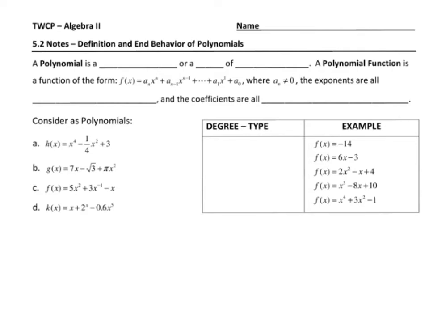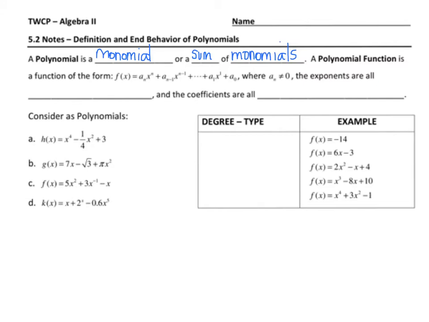Okay, a polynomial is a monomial or a sum of monomials. So let's make sure that we understand what a monomial is. Don't forget, mono means one, poly means many. And for our purposes, the end of it, the "mial" part, means term. So a polynomial is a term or a sum of terms.